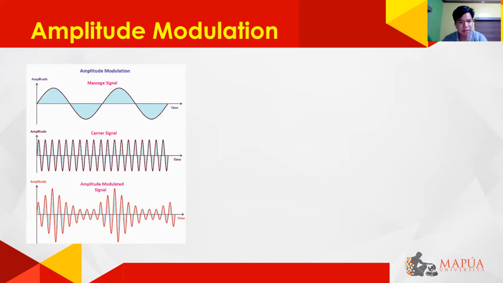Next. So in amplitude modulation, we can see how it works. In the first one, we have the message signal. This is the raw information. Then the carrier signal, this is the signal that will help transfer the message signal into the communications channel. When the message signal is imposed on the carrier signal, what can be observed is that the amplitude of the carrier signal is similar to the message signal.